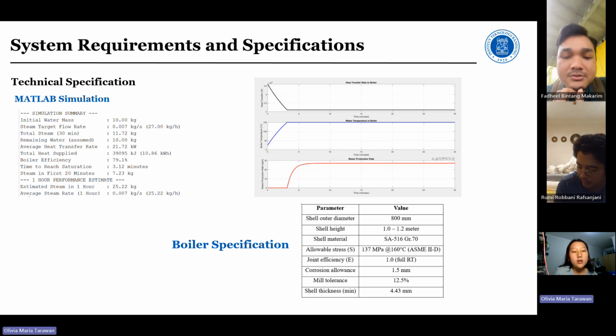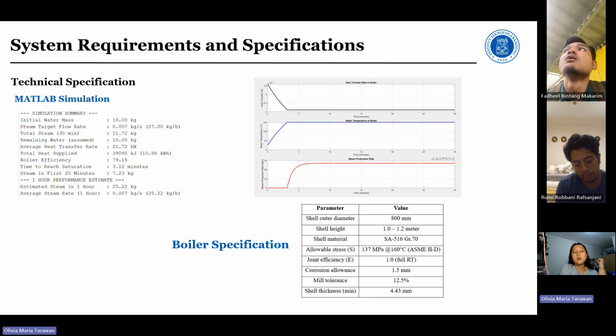The heat transfer graph at the top also shows an initial high input, peaking at 35 kilowatts, then stabilizing around 22 kilowatts on average. In total, the system used around 40 kilojoules of thermal energy, which is equivalent to 11 kilowatt hours. With this, we found that the boiler efficiency of our system is around 80%, which is quite efficient for a small scale unit. Finally, based on this performance, we can estimate that our system can generate around 25.2 kilograms of steam per hour, which can meet the target rate effectively.